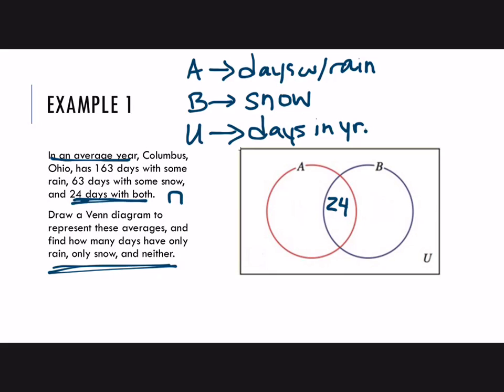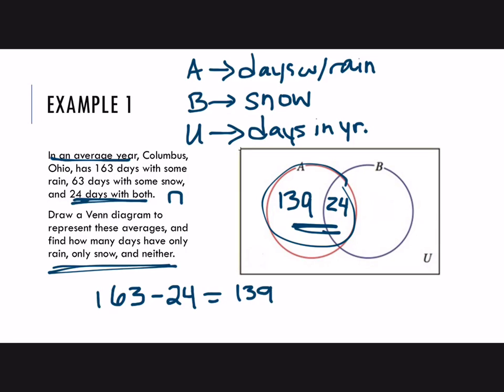But now I can find how many days had just rain or how many days had just snow. So think about how you would do that. Well, we know that there are 163 days with rain, and if we subtract the 24 that also had snow, that should leave us with the number of days that had only rain. And as a quick check, if you add up the numbers in circle A, then you should end up with the total for circle A.